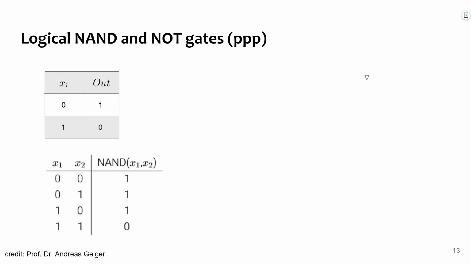All right, that was about AND and OR. And I want you to stop this video and think about how you can implement NAND and NOT gate using the same perceptron model. Try to find out the values of W1 and W2 and the bias or the threshold. Okay? Think about this on your own.